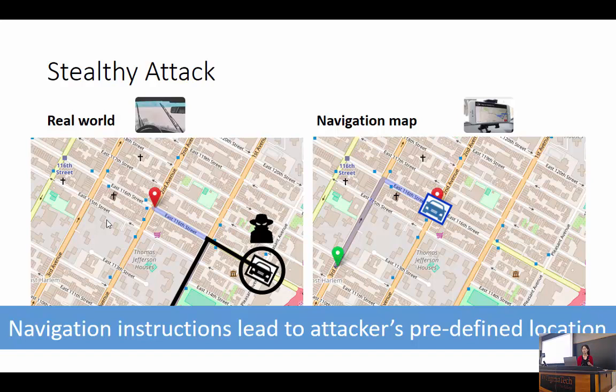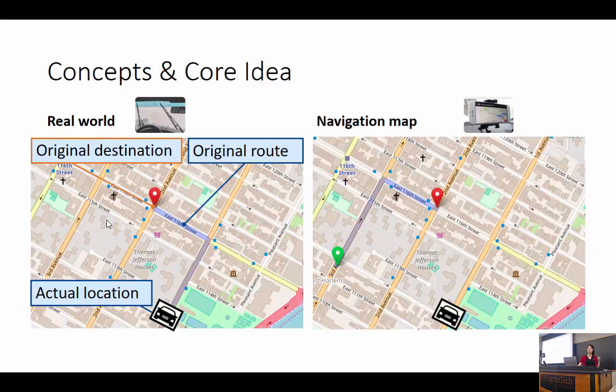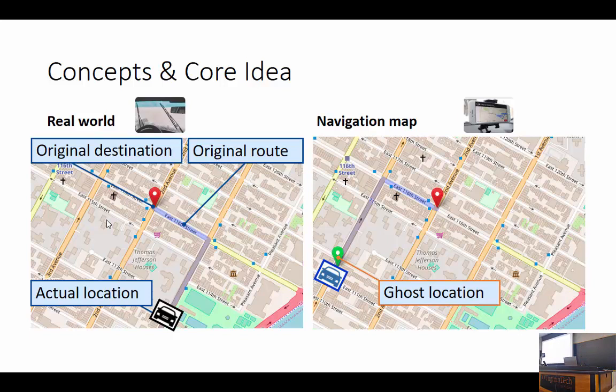And I want to define several terminologies to further discuss this. So we define the actual location and the route that the user originally planned to drive from his actual location to his original destination as the original route. So this is the original route, actual location, and the original destination. And then there's this spoofed position, we call it the ghost location.